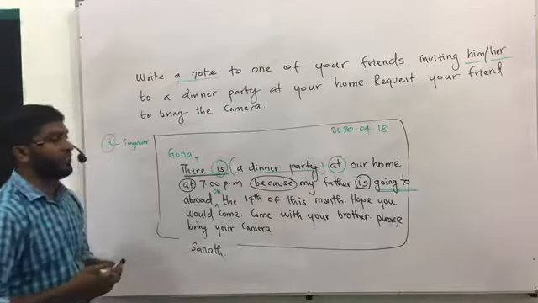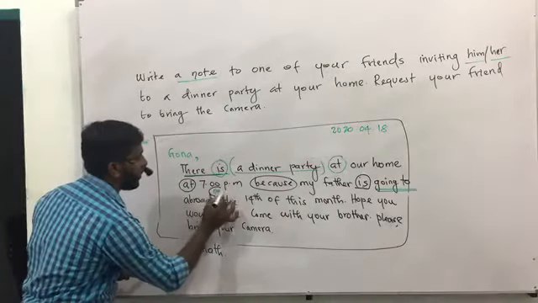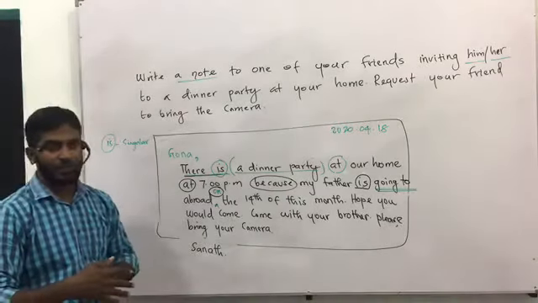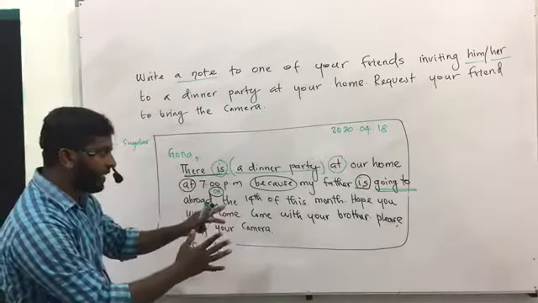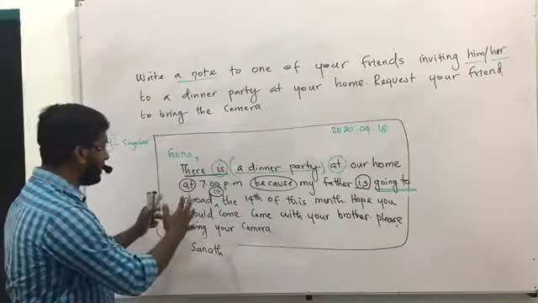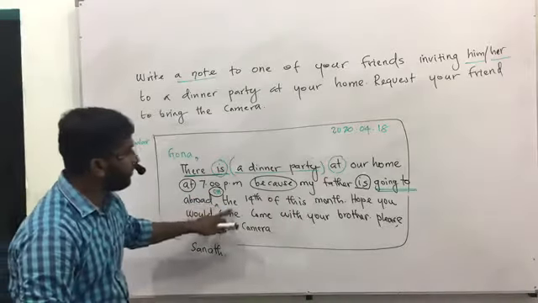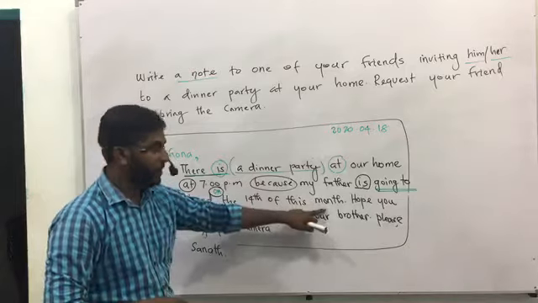On the 14th of this month. Now you see here, I have put another preposition here. On. So on the 14th of this month. Right? Now you have understood that there is a dinner party at our home at 7 p.m. because my father is going abroad on the 14th of this month. Full stop.